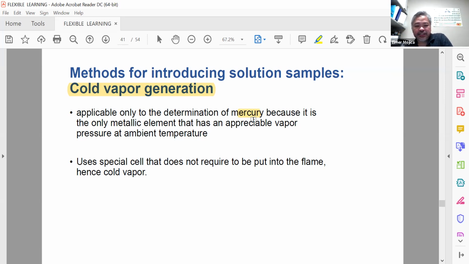So what they do is they apply the so-called cold vapor generation, because mercury is the only metallic element that has an appreciable vapor pressure at ambient temperature. Remember, mercury is a liquid, so it's easy for it to become a gas. That's why it has an appreciable vapor pressure. It uses a special cell that does not require it to be put into the flame. That's why it's called cold vapor.